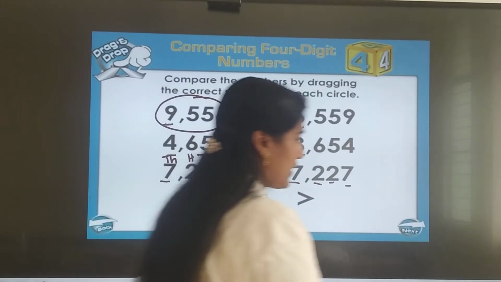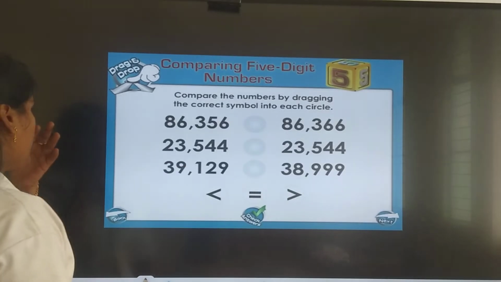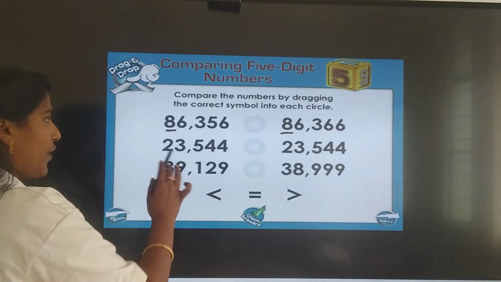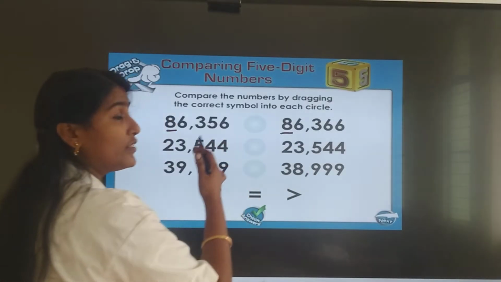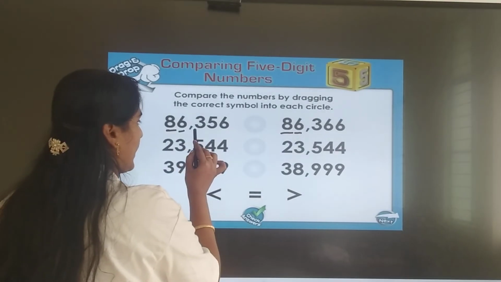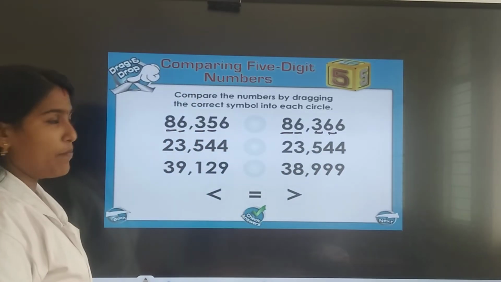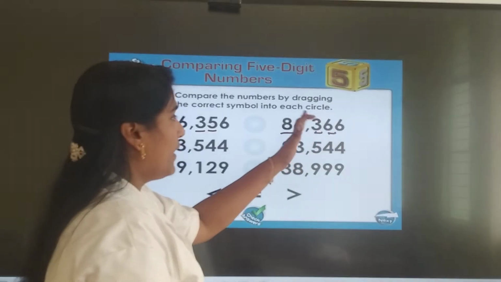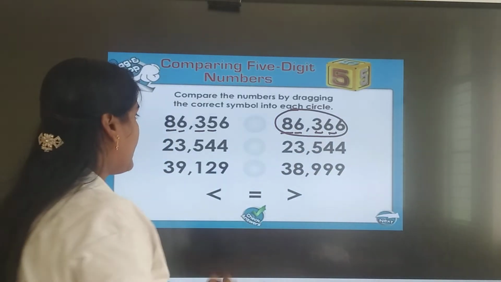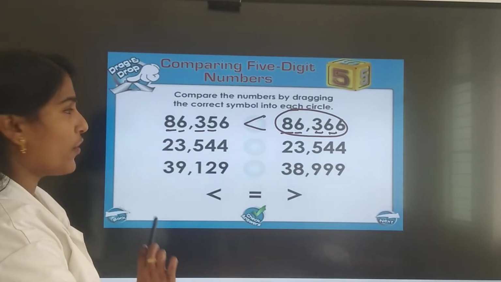Okay. Now see the next example, comparing 5-digit numbers. Here we can see the first digit of each number: here it is 8, here it is also 8. So 8 is equal to 8. Then we need to check the next digit: here it is 6, here it is also 6. There is no difference, so go for the next: 3, here it is also 3. Then the next digit: here it is 5, here it is 6. Which one is greater, 5 or 6? Yes, 6 is greater. So 86,366 is greater than 86,356. So this is greater, and the symbol will be like this.